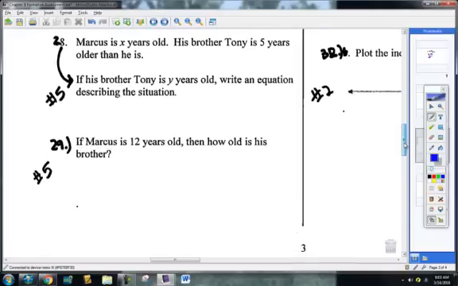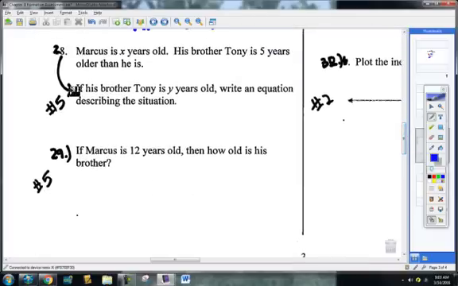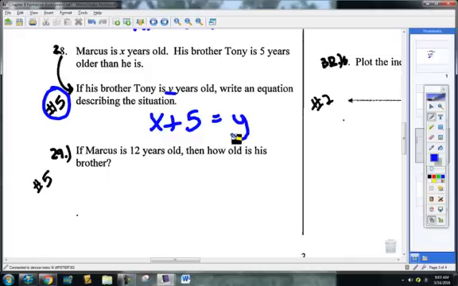Okay, down here, this question right here is the actual question. This up here is just information. It said, if Marcus is X years old, his brother Tony is 5 years older than he is. Okay, so if you ever want to figure out Tony's age, wouldn't you be just doing X plus 5? And wouldn't that be equaling, in this case, Y? Right? That's it. X plus 5 equals Y. Or you could write Y equals X plus 5.